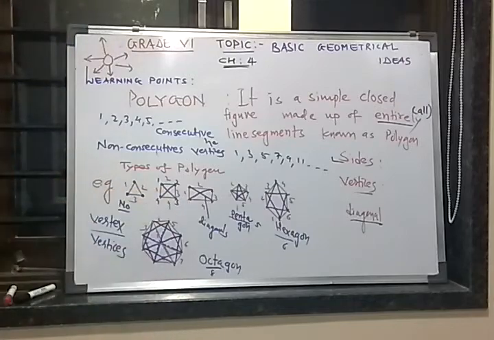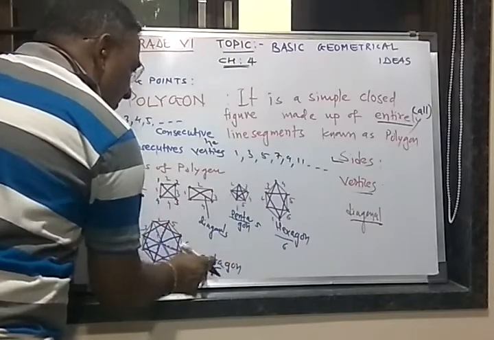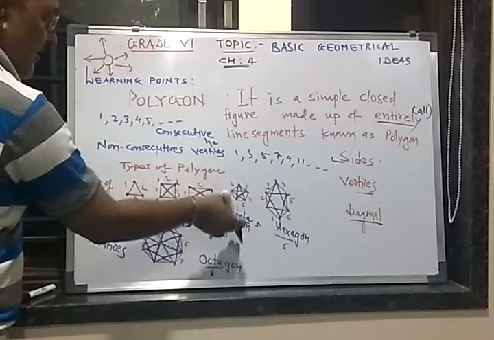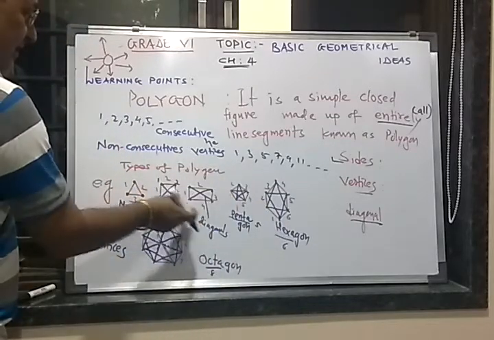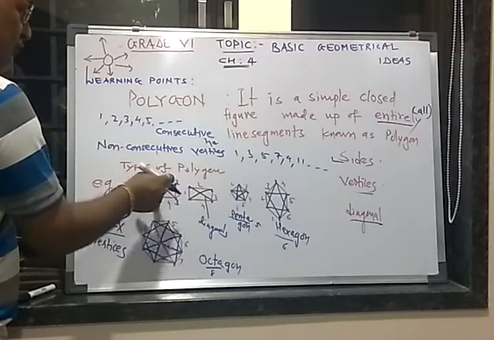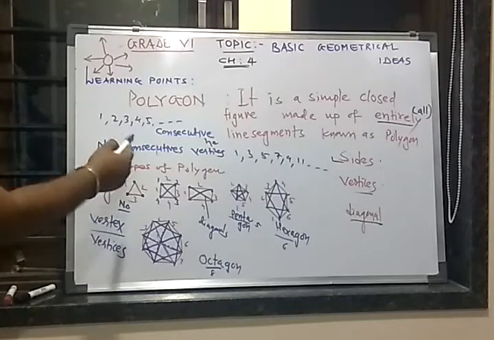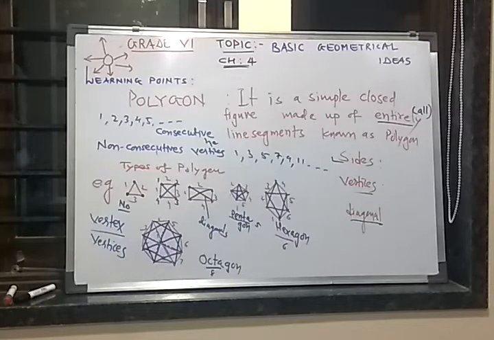So like this way you can count in octagon how many diagonals are there, in hexagon how many diagonals are there, in pentagon how many diagonals are there, in square and rectangle two diagonals are there. Like this way you can count, and like this way you can draw in exam also. I will ask in exam to draw the diagonals of given polygon. Okay.